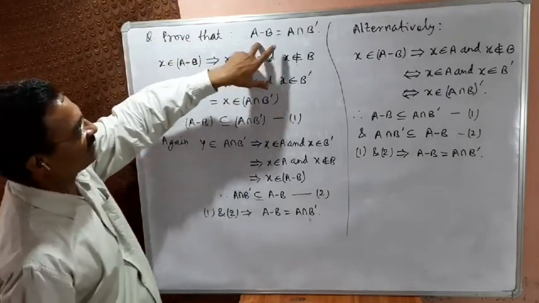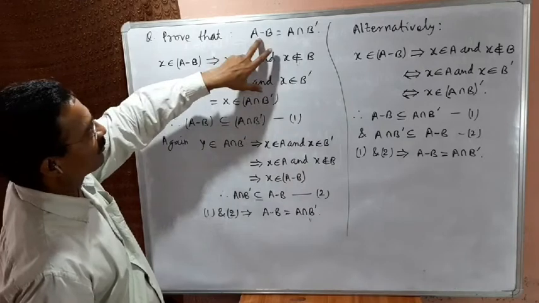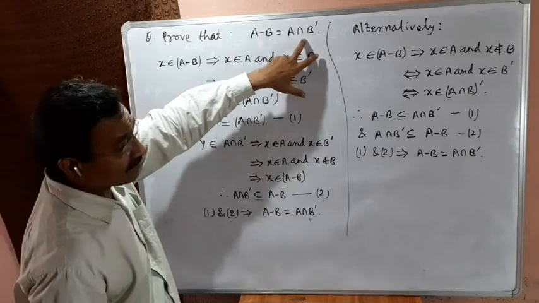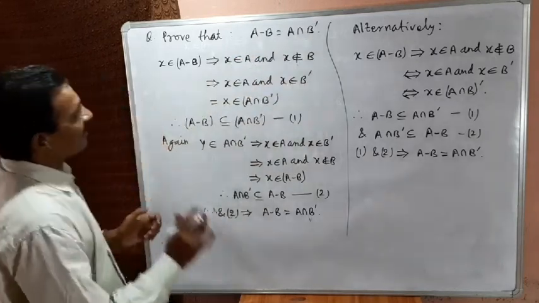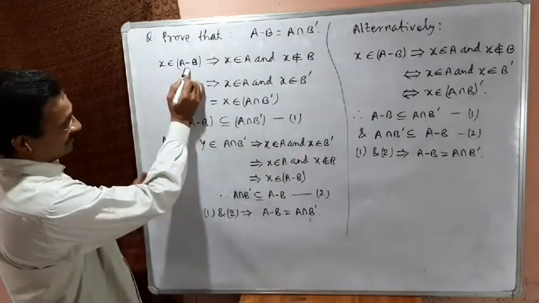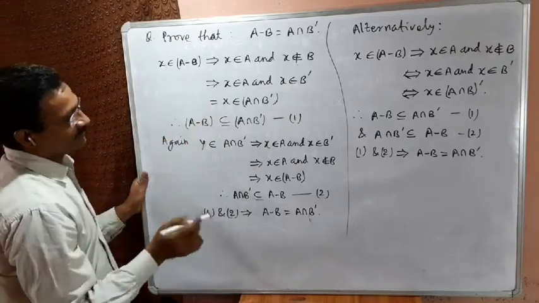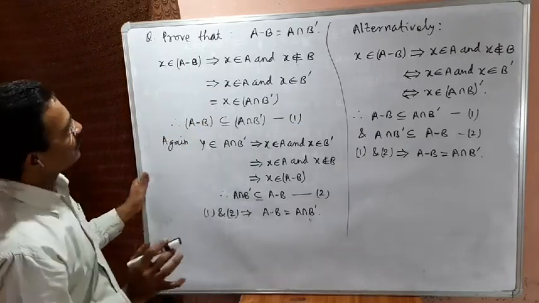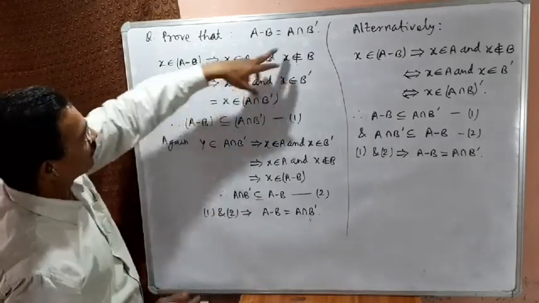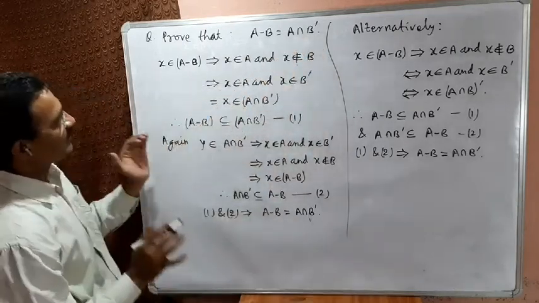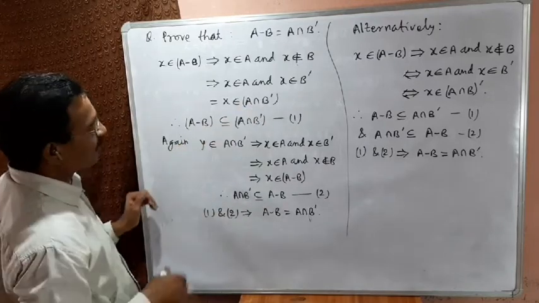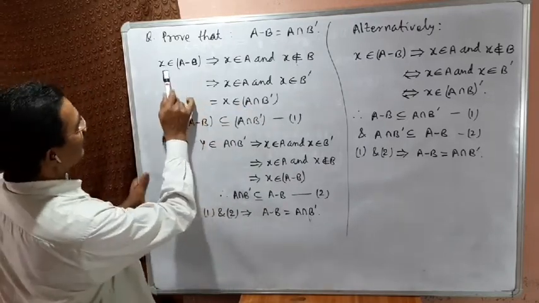If we have to prove A minus B equals this, then once I have to prove A minus B is a subset of A intersection B complement, and again A intersection B complement is also a subset of A minus B. Now, to show that this is a subset of this, we take any element x which belongs to A minus B, where x is any arbitrary element of A minus B. Now, if we prove that if x belongs to A minus B, then x will also belong to A intersection B complement, then it will be proved that any element of A minus B is also an element of A intersection B complement.